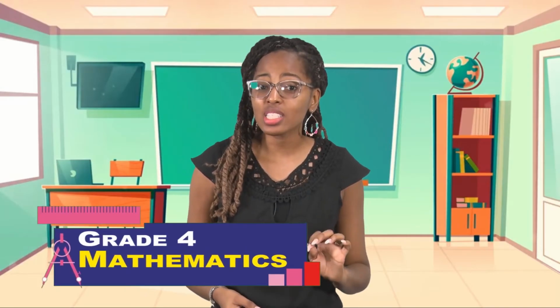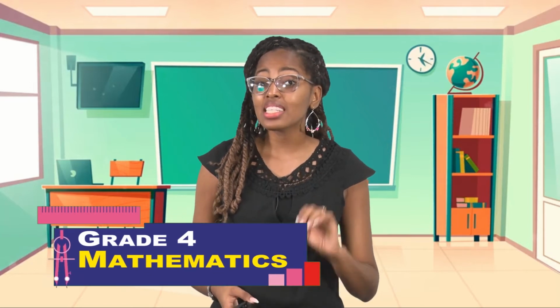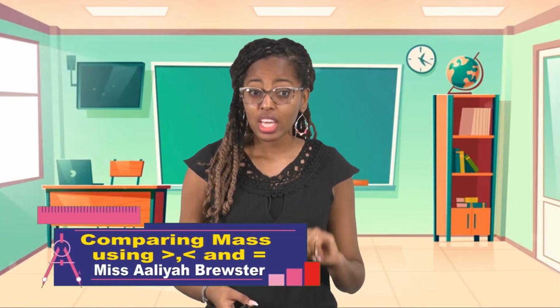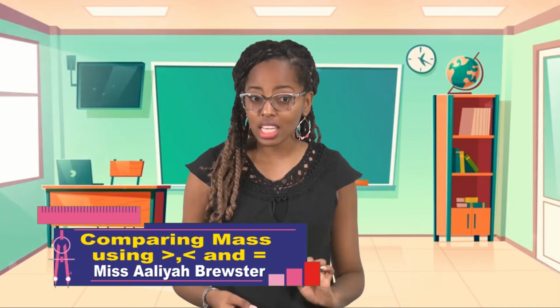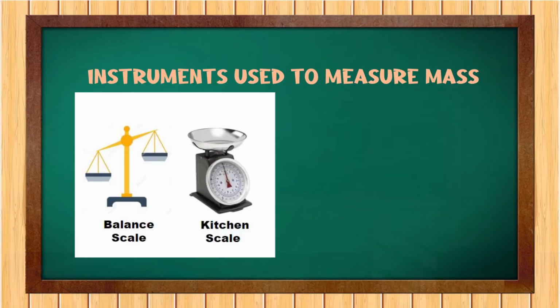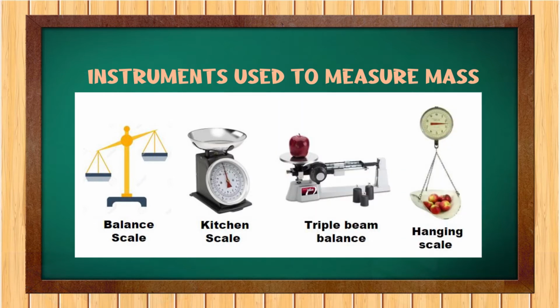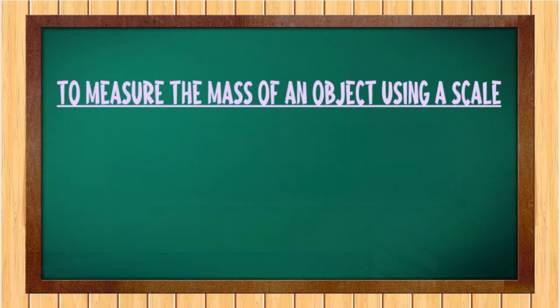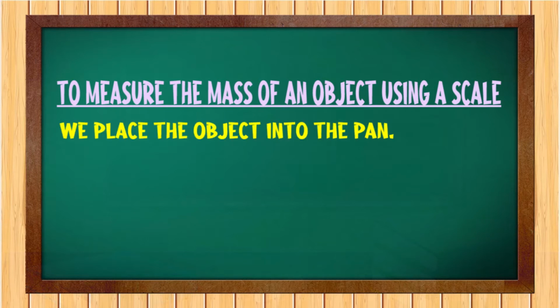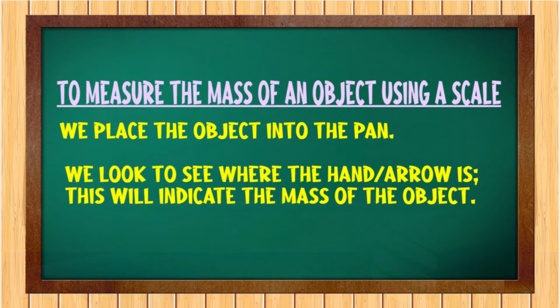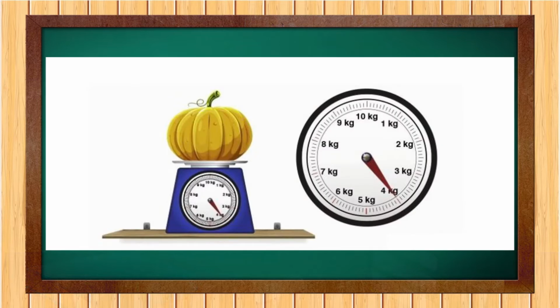To measure mass, we use a scale. Scales can be found in homes and shops. Here are some examples of various scales. We have the balance scale, the kitchen scale, the triple beam balance, and the hanging scale. To measure the mass of an object using a scale, we place the object into a pan. Next, we look to see where the hand or arrow is, and this will indicate the mass of the object. For example, the pumpkin on the scale has a mass of 4 kilograms.